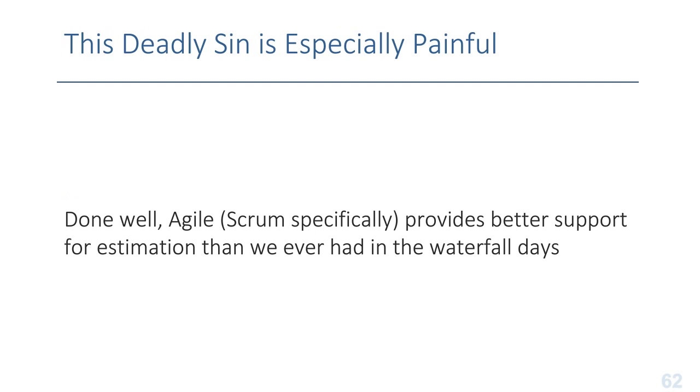I think for me, this deadly sin is a particularly painful deadly sin because it actually deprives us of something that Scrum specifically does really, really well. Scrum is capable of providing way better support for estimation than we ever had in the waterfall days. And so watching teams who are doing most of the work needed to support really good estimates and then kind of stopping on the 1 yard line and fumbling the ball and telling their organizations, we're not going to give you an estimate, is just really painful because they actually are in a position to, with a little bit more work, provide really good estimates if they just knew what to do.